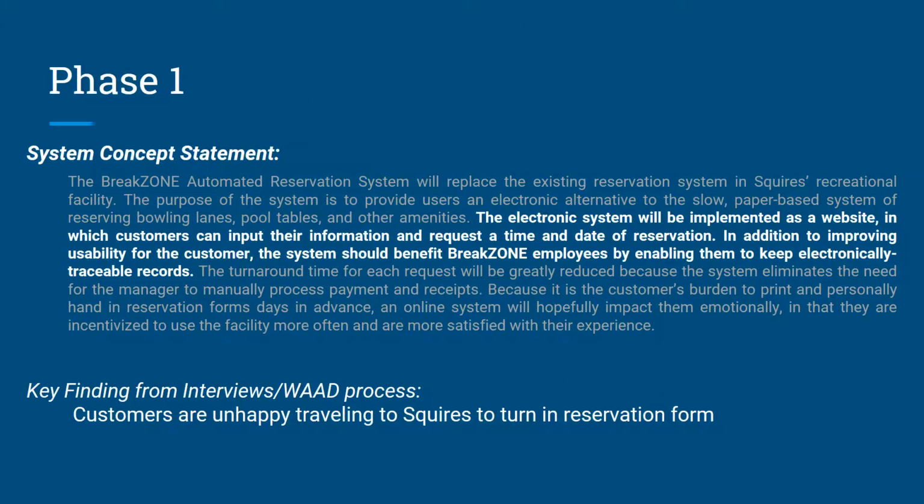Currently, the Break Zone at Squire Student Center utilizes a paper-based reservation system in which customers must bring reservation requests to Squires in person. We aim to replace this with an automated electronic reservation system. The electronic system will be implemented as a website, in which customers can input their information and request a time and date of reservation. In addition to improving usability for the customer, the system should benefit Break Zone employees by enabling them to keep electronically traceable records. This was largely based around one of the key findings from Phase 1, that customers were unhappy traveling to Squires to turn in their reservation forms.